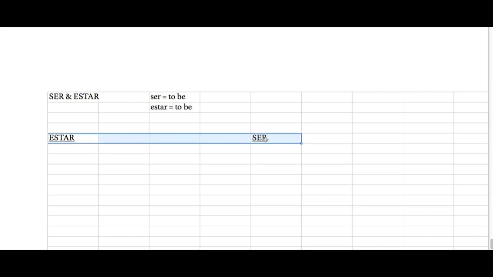And yeah, so look, ser and estar. Okay, that's going to be the theme of this lesson. It's the verb ser and estar. Both of those are infinitive verbs. Ser translates as to be, and estar translates to be as well. Okay, we'll put estar on this side and ser on this side, and start taking a look at how this works.